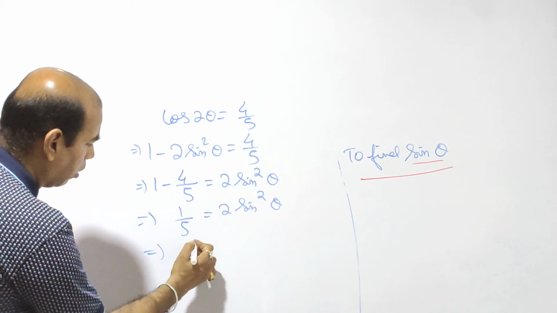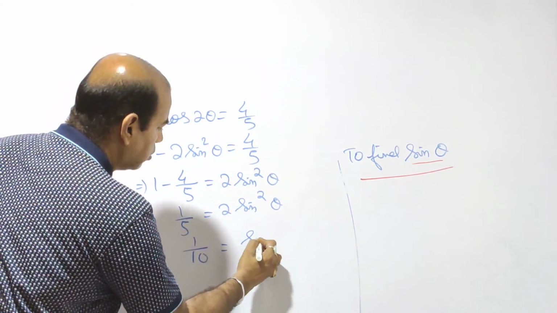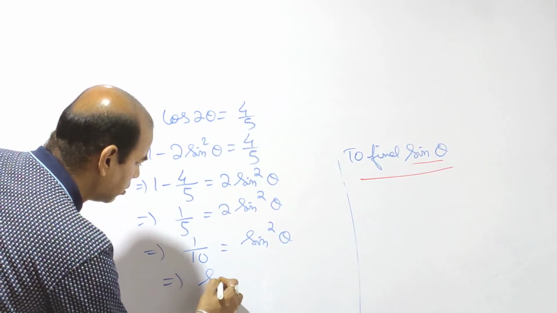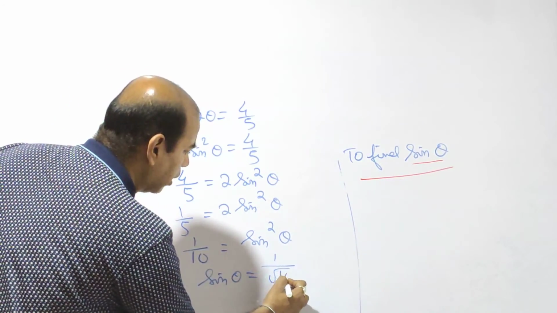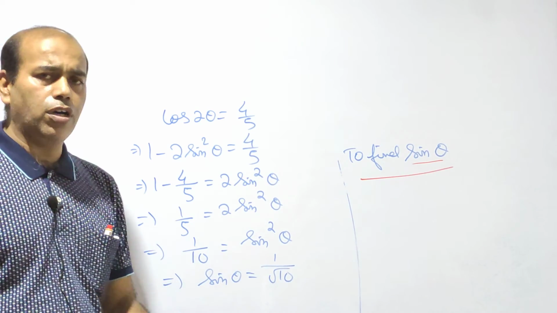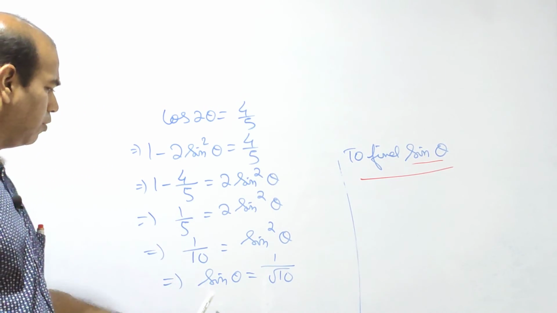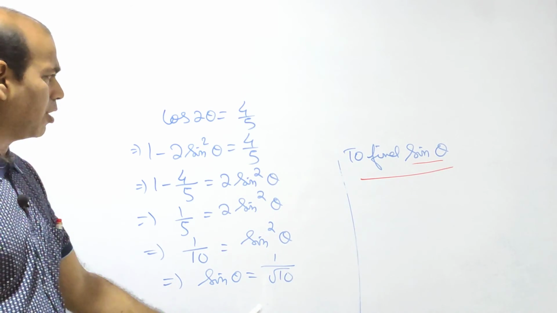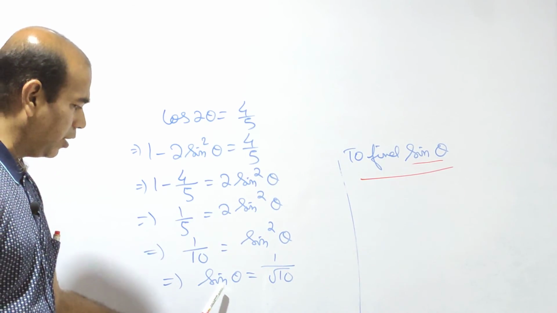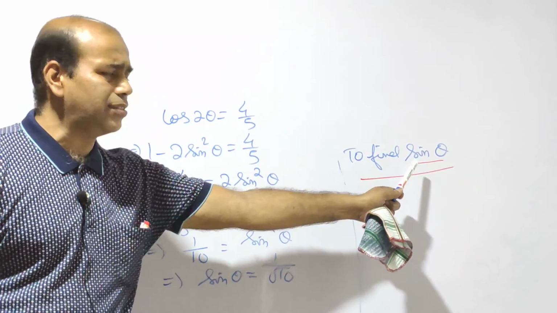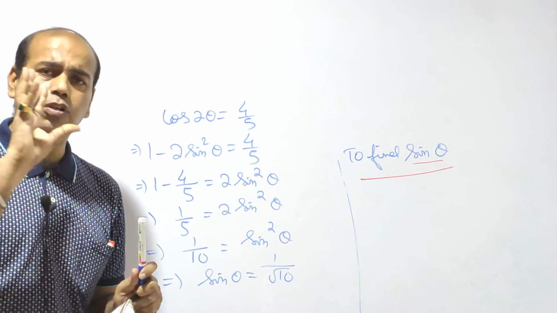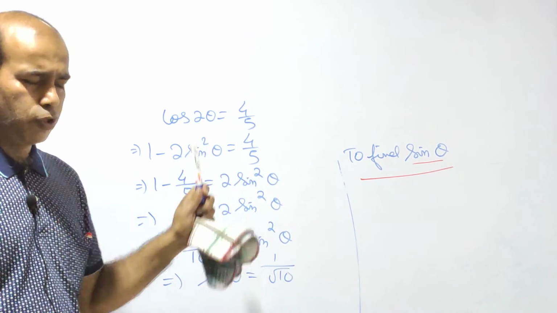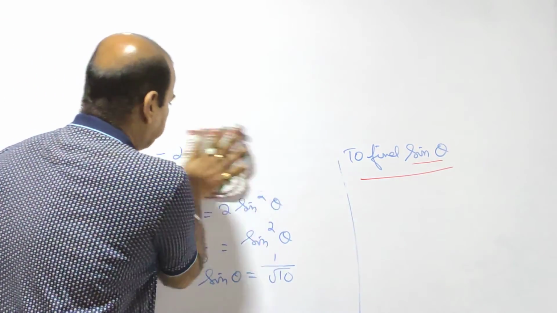That means if I bring the 2 down, it is 1 by 10 sine squared theta. Students, please take note, this is sine theta now. 1 by root 10 cannot be negative, only positive, because for inverse trigonometry in the first quadrant we get the value as positive 1 by root 10. That's the answer, students. I hope I am clear, and it is very, very easy. My requirement was sine theta, because the inner part I took as theta. So I found sine theta, which is 1 by root 10. The question solving is very easy.